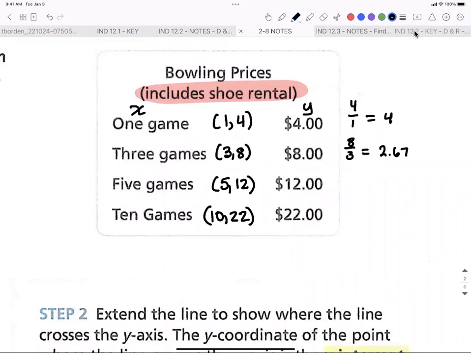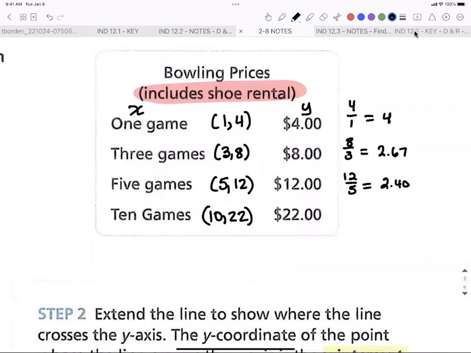Now we're going to find the proportion of $12 spent for 5 games. And that comes out to 2.4. And I'm going to put 2.40 because, again, I'm talking money here. So if you buy 5 games, you're going to spend $2.40 per game. And then last, if you buy 10 games, you spend $22. Whoops, did that backwards. Sorry. Put my X on top.